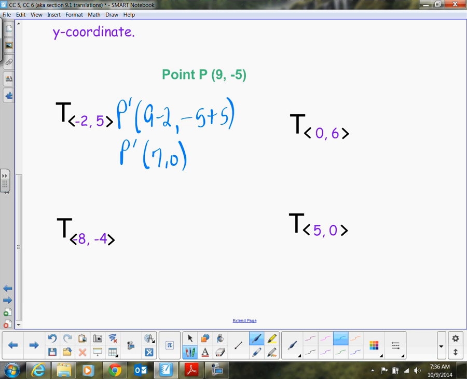All right, so let's do this transformation or translation for the same point. What does that mean? Notice I'm using my prime. The image will be 9 plus 0, and the y-coordinate will be -5 plus 6. So the image point is going to be 9, 1.